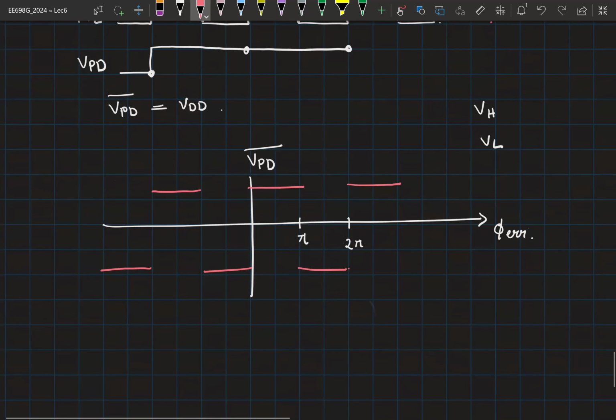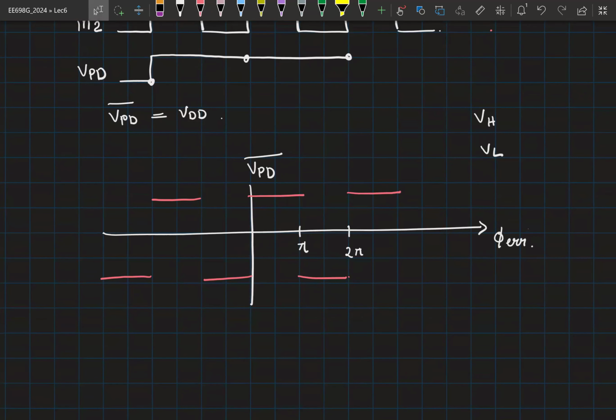Any other concerns with this plot? Now, if you're using such a phase detector, where do you think the locking point would be? Sorry? Between pi to 2 pi?